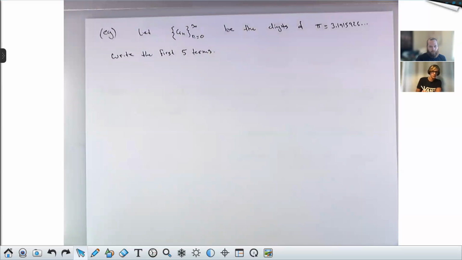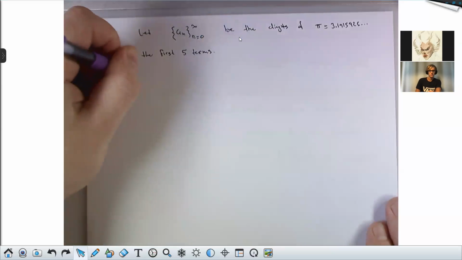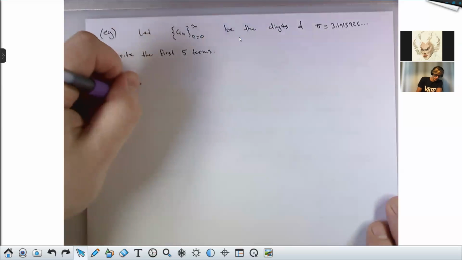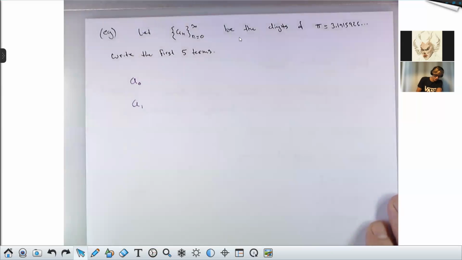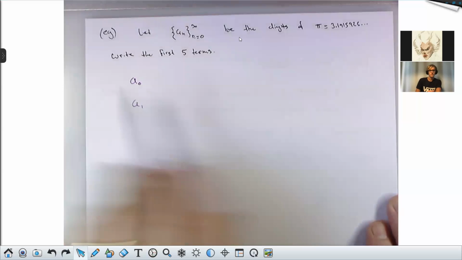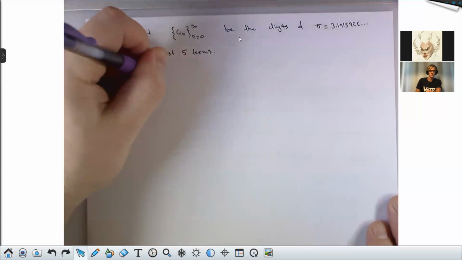There's a thing here to pay attention to, of course, right? We chose to start this sequence at the index n equals 0. So the first term we could write down would be A0. The next term we can write down would be A1, and we'll keep going like that. So the very first digit of pi would be A0, and that's the number 3. So A0 is equal to 3.